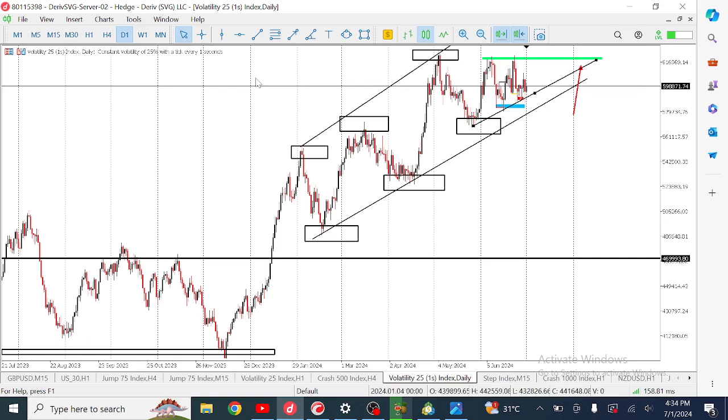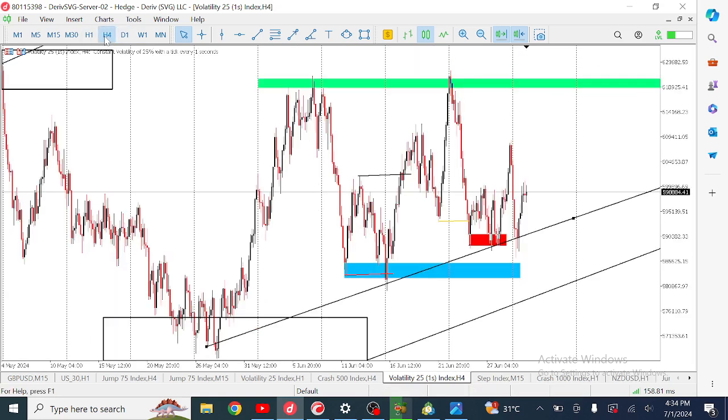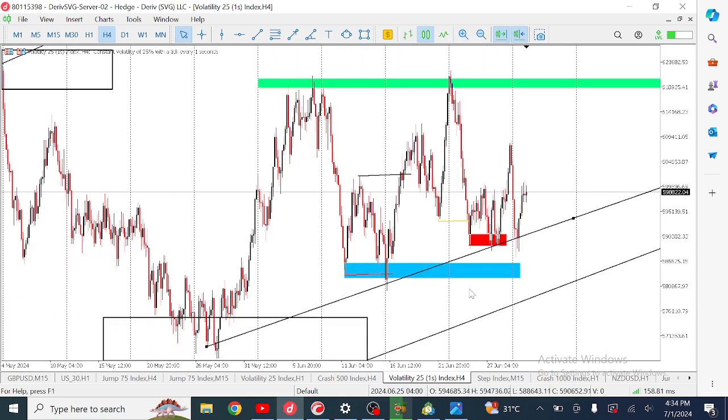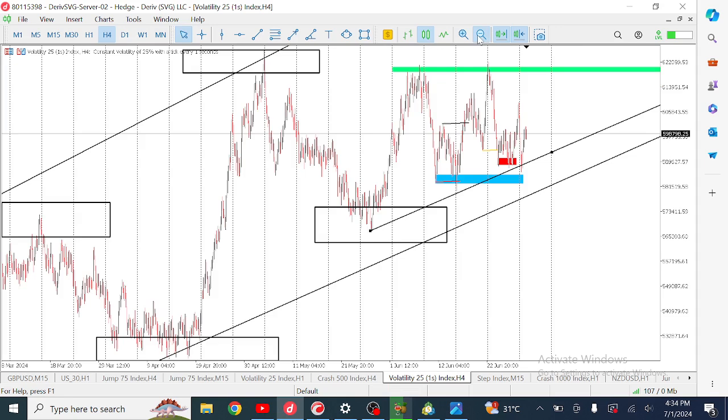A triple touch. And if we go to 4 hours time frame, this is still the trend line. We go to 4 hours time frame and we see what the market is doing. You can adjust the trend line because you can see that it's not properly placed.